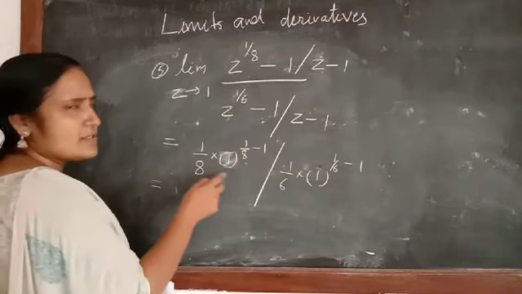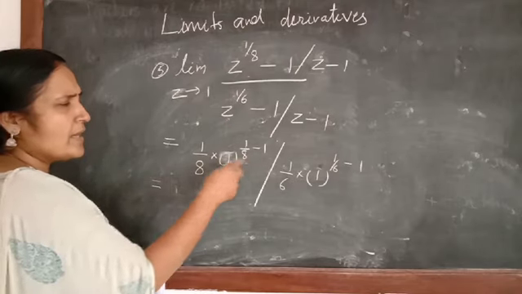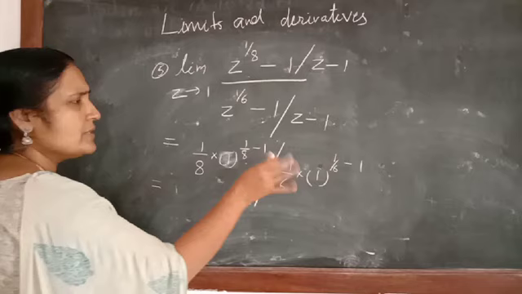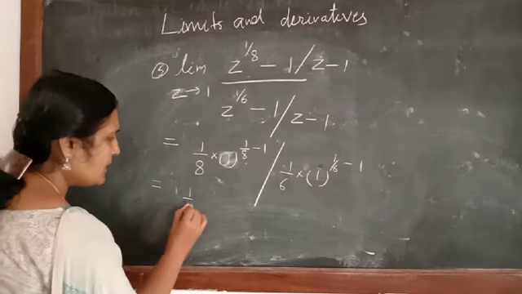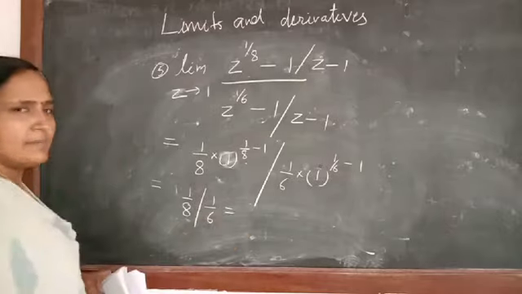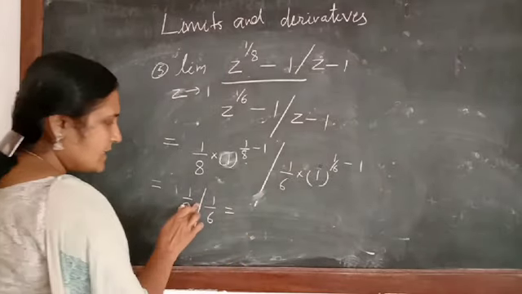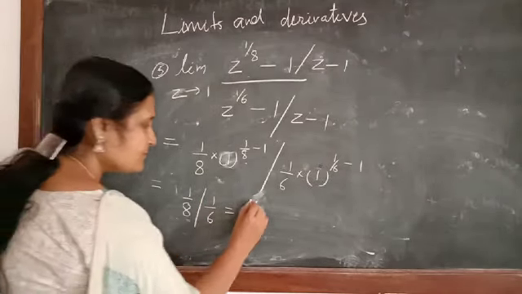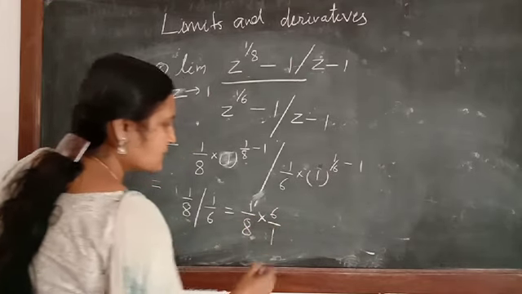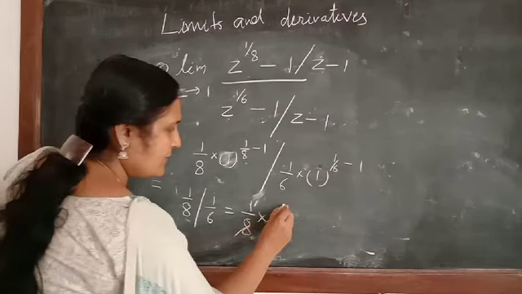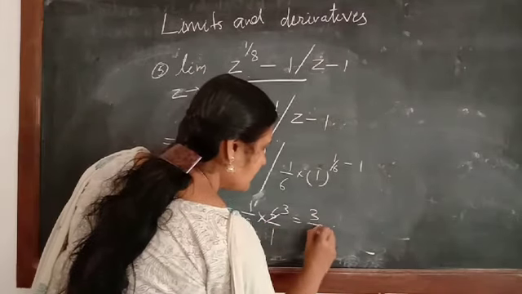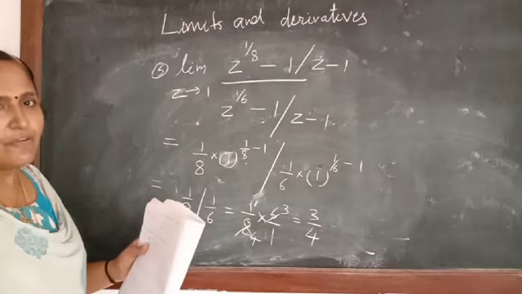Here calculation also not needed because 1 raised to any number will give you 1 only. So that's why don't do the calculation there. So remaining it will be equal to 1 by 8 divided by 1 by 6. Now we can change the division into multiplication. Then it will be equal to 1 by 8 into 6 by 1. Now we can cancel it. 2 3s are 6, 2 4s are 8. So answer will be equal to 3 by 4.